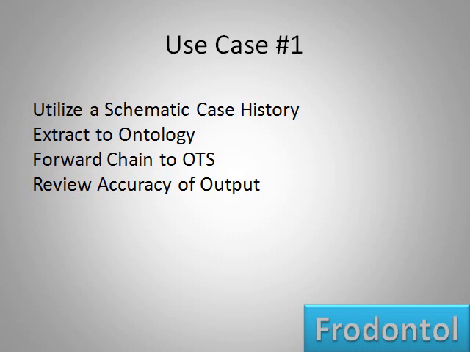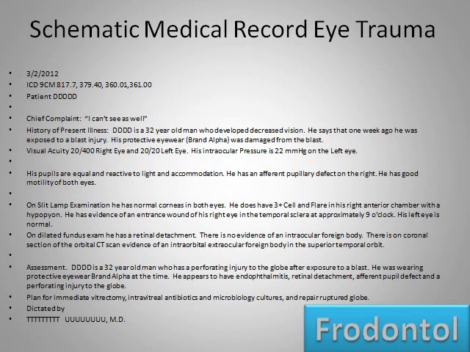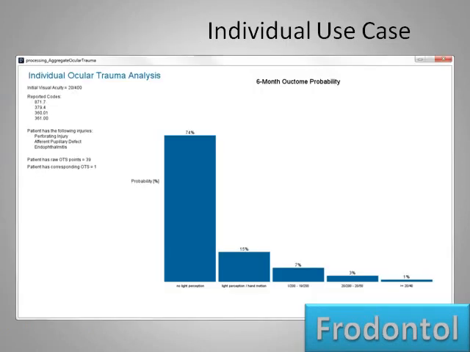We then use forward chaining of the provided injury codes to calculate an ocular trauma score, and we review the accuracy of the output. Here you can see an example of the schematic medical record of eye trauma. This is a hypothetical situation that Paul put together, and at the top you can see the relevant ICD-9 codes, and in the first paragraph you can see the relevant initial visual acuities that we are then feeding into the system in order to calculate the ocular trauma score.